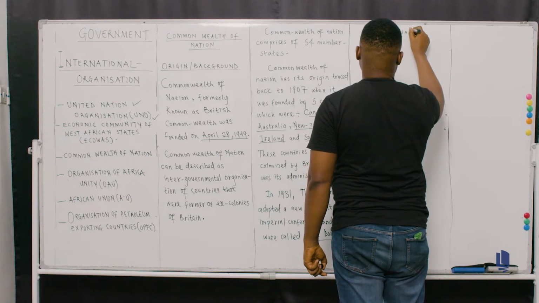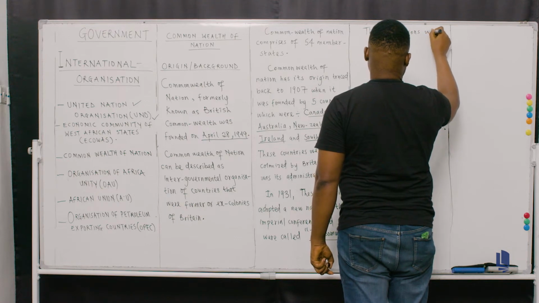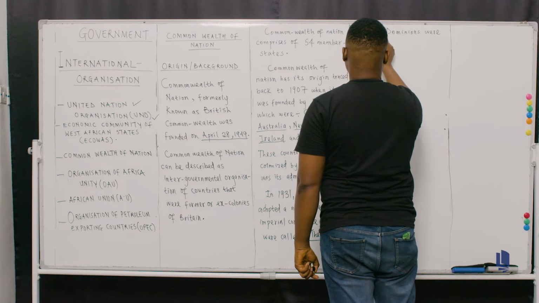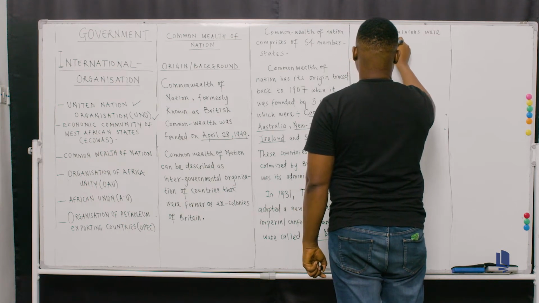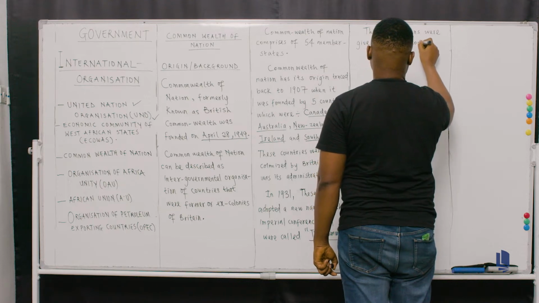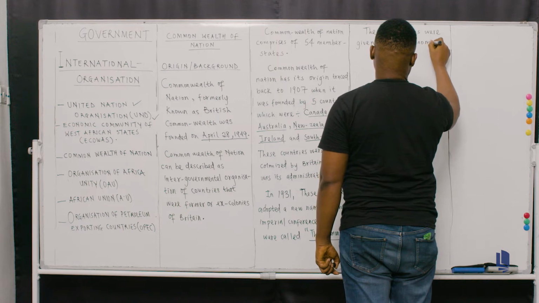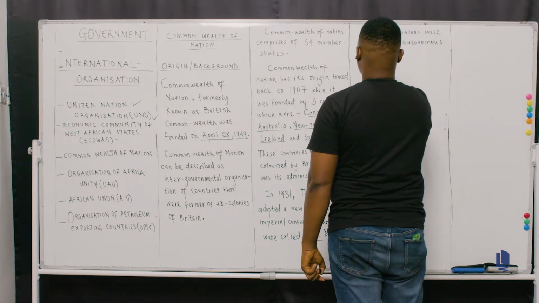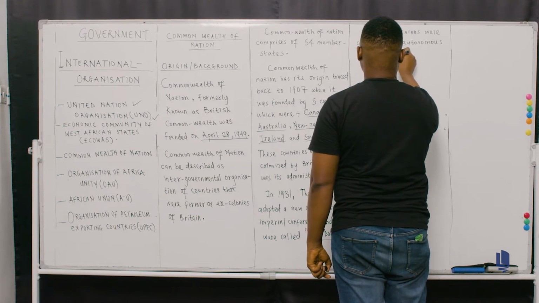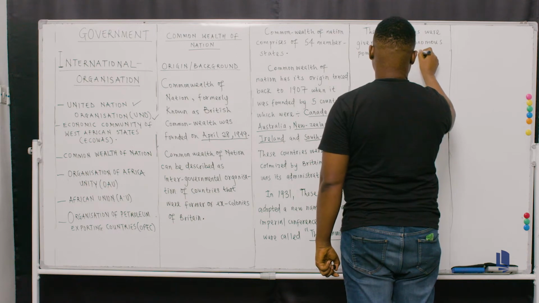The Dominions were given semi-autonomous power to be self-governing states.